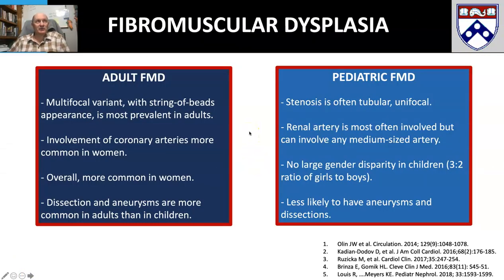Now, pediatric FMD is a little different to adult FMD. Stenosis is often tubular and unifocal. The renal artery is most often involved, but we do see other arteries within the abdomen involved and other arteries within the body, but not nearly as commonly as in adults, and certainly not involving the coronary arteries very often. There's no large gender disparity, and there's less likelihood of having aneurysms, although we see them, and far less likely, as far as we know, of having dissections.